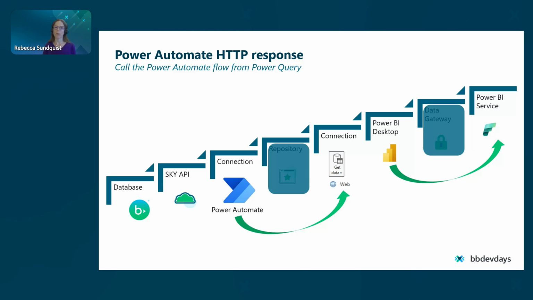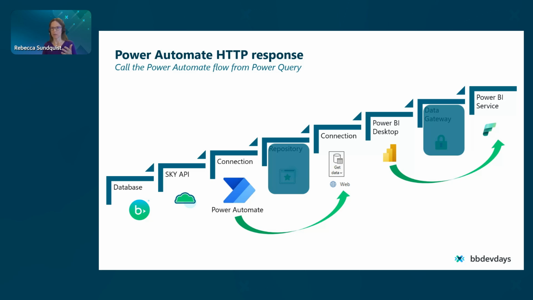So when we were looking at the idea of using SharePoint as a repository, using Power Automate to get the data to SharePoint, it is possible to skip over that repository and get that data directly to Power BI using a web call. That web call is just simply reaching out to Power Automate and saying, execute your flow and give me the data that comes out at the end of it.